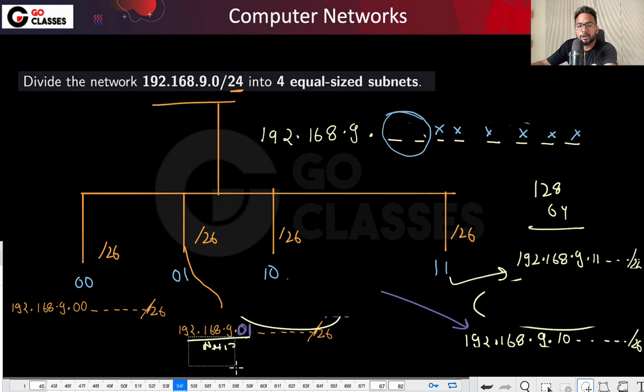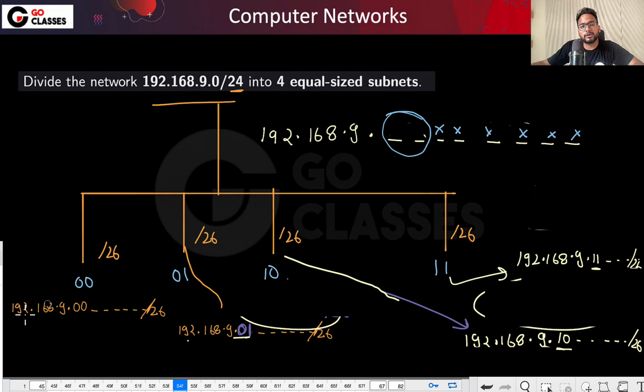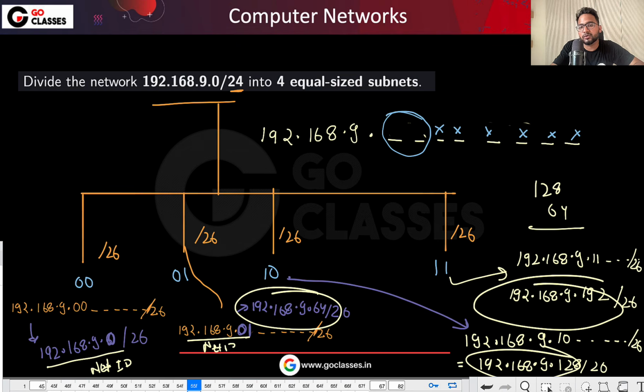Okay, so then you can say, this is 00/26, this is 01/26, this is 10/26, this is 11/26. That's all you need to claim. Okay, that's all, and you're done, right? Subnetting is actually done. There is nothing more in subnetting. That's all.